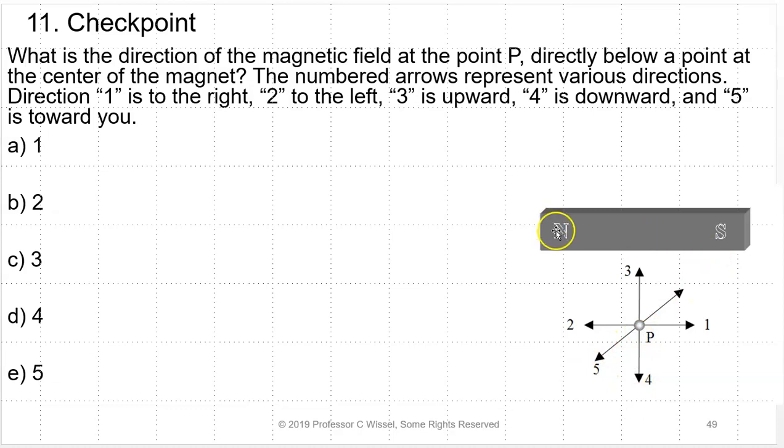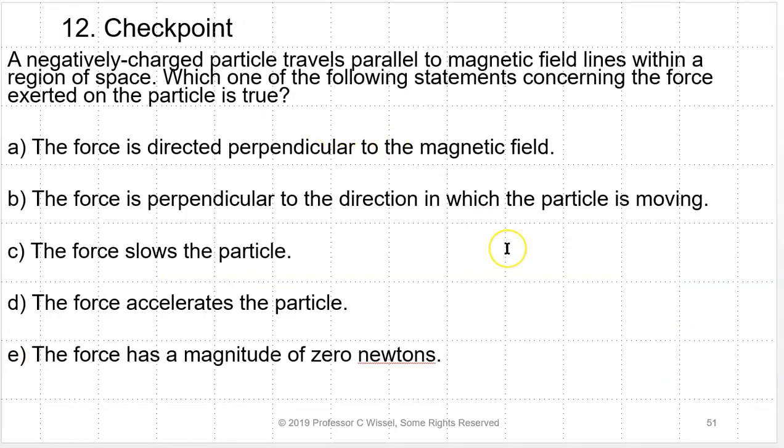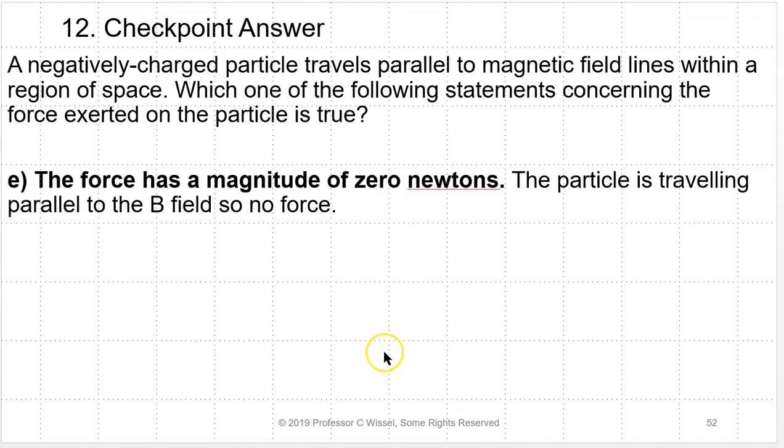Well, the magnetic field lines come out of the North Pole, go past point P in the direction of 1, and enter the South Pole. So the answer to that is number 1. A negatively charged particle travels parallel to magnetic field lines within a region of space. Which one of the following statements concerning the force exerted on the particle is true? The force has a magnitude of 0 newtons. The particle is traveling parallel to the magnetic field, so no force. In other words, your index finger and your middle finger are lying next to each other and they're parallel, so your thumb should be basically 0.